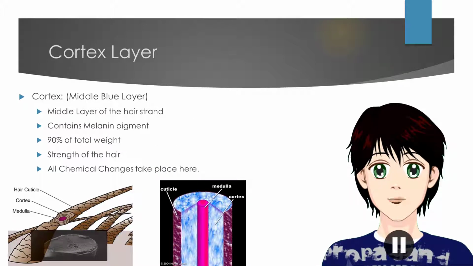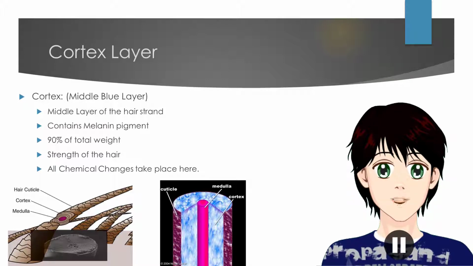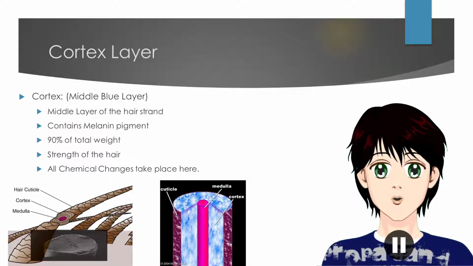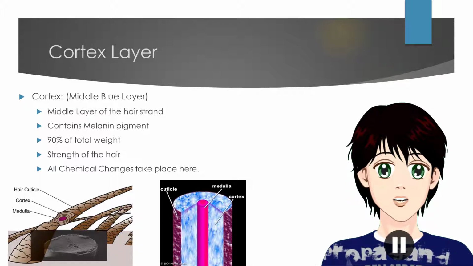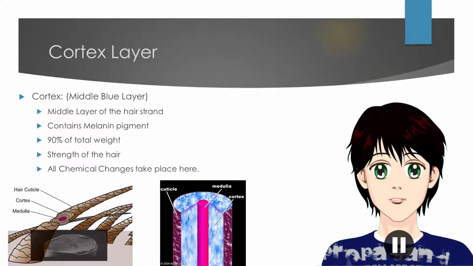The cortex is the middle layer of the hair strand. This is where the melanin pigment of the hair is found. The cortex composes about 90% of the hair's total weight. The cortex also comprises most of the hair strength and elasticity. All chemical changes take place inside the cortex of the hair.